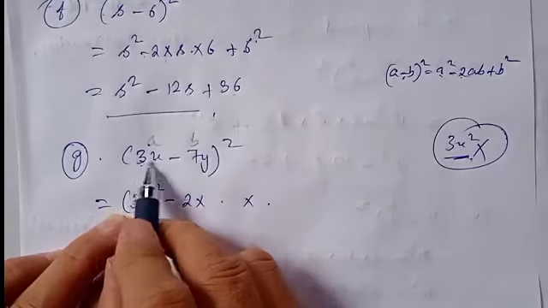Okay, how many m? M and m. M into m is m square. So you find out m square and you just write below that one. M square is here. So you write minus 30m square. You write it here.